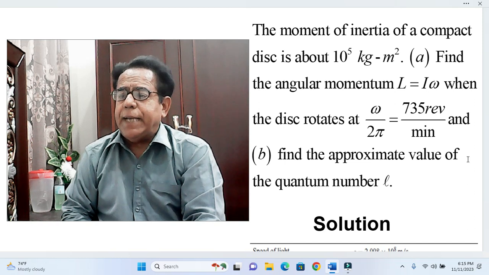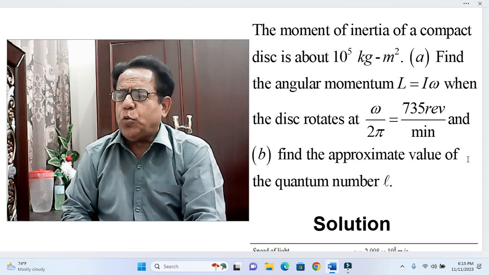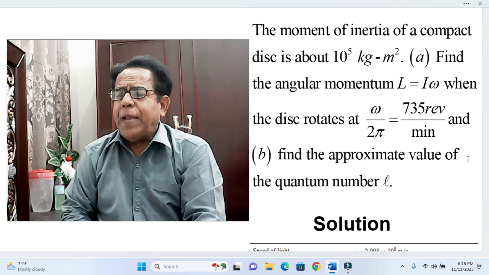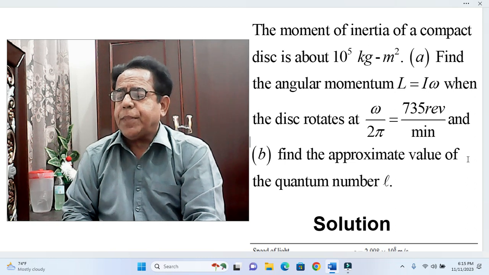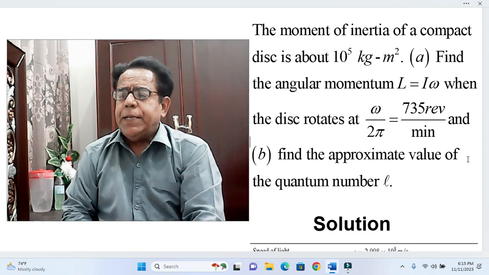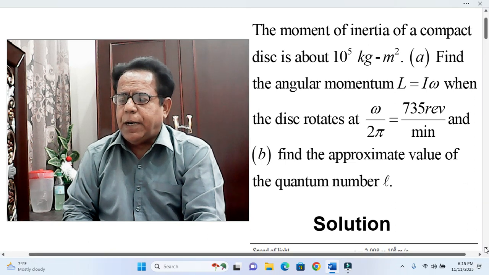Part A, find the angular momentum L, whose formula is also given in the statement, that L equals I omega, when the disk rotates at omega over 2 pi equal to 735 revolutions per minute. And part B, find the approximate value of the quantum number small l.